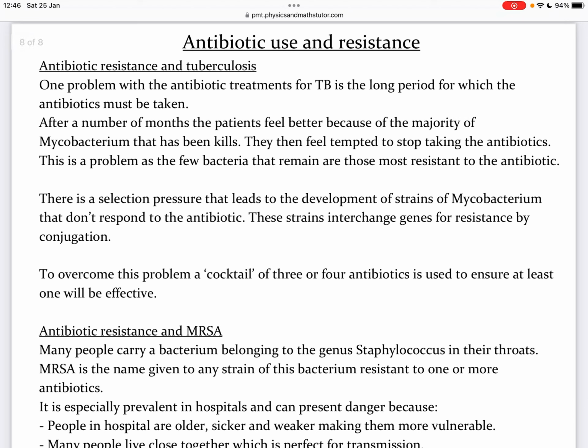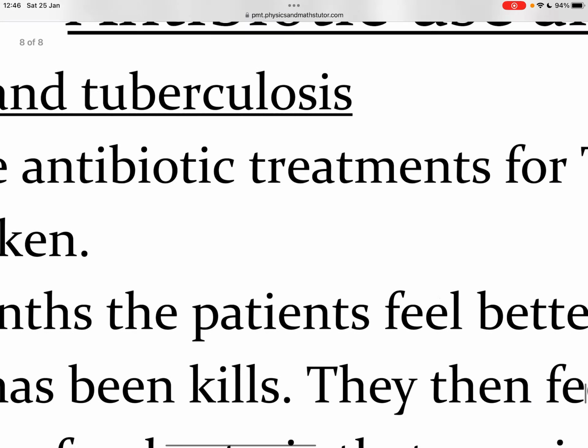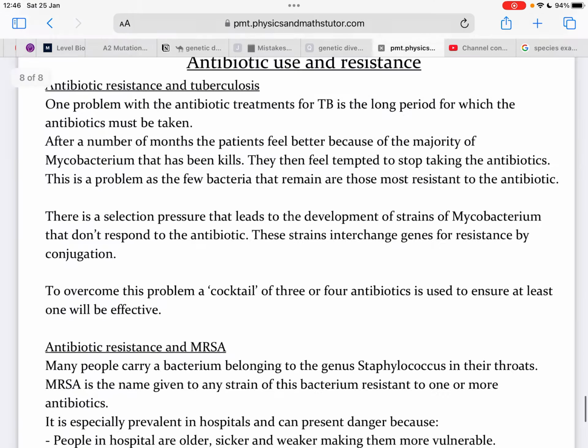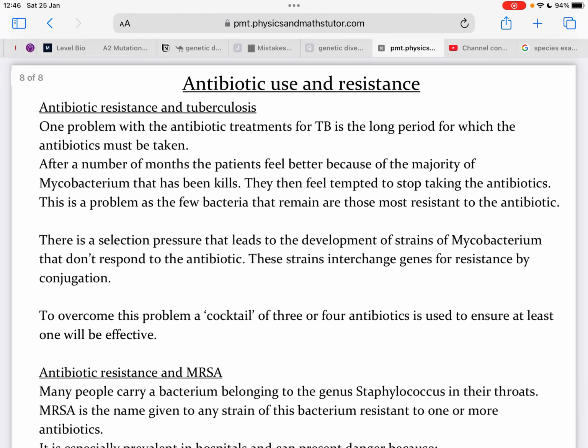We've talked about antibiotic resistance in general, but there is also antibiotic resistance in tuberculosis and MRSA. Regarding tuberculosis, one problem with antibiotic treatment for TB is the long period for which the antibiotic must be taken. It takes long, for example, months.